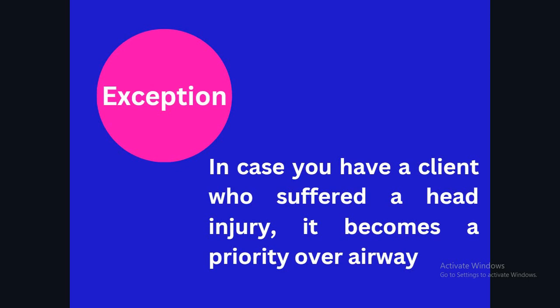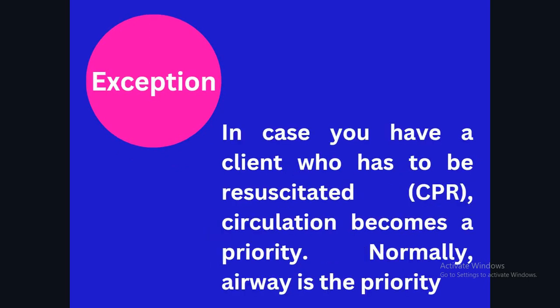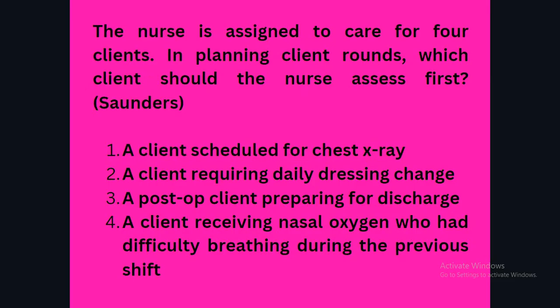In case you have a client who has suffered a head injury, that patient will become a priority over the airway, because in head injury patients the level of consciousness will change suddenly. Airway or breathing can be recovered, but if the patient becomes brain dead, that cannot be reversed, right? So head injury becomes a priority over the airway in this case. Also, in case you have a client who has been resuscitated, that is in the case of CPR, circulation becomes a priority over the airway. Usually airway is a priority.